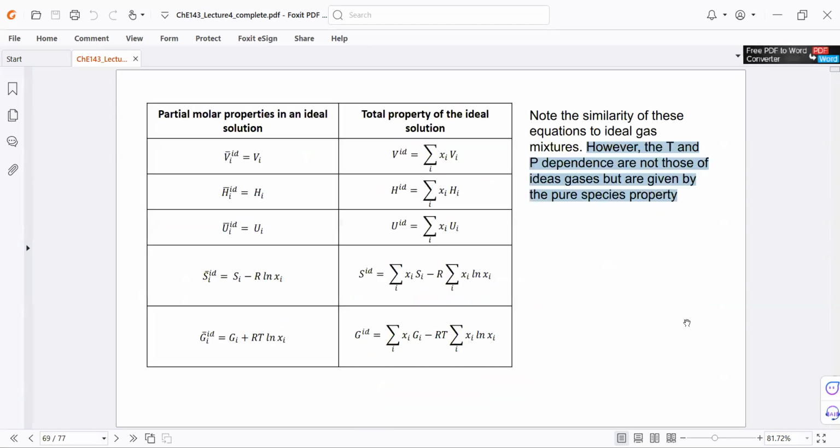Let me go back to the ideal solution equation. So we can use these equations to solve for the properties: volume, enthalpy, internal energy, entropy, and Gibbs free energy, partial molar properties, and the total properties in an ideal solution.